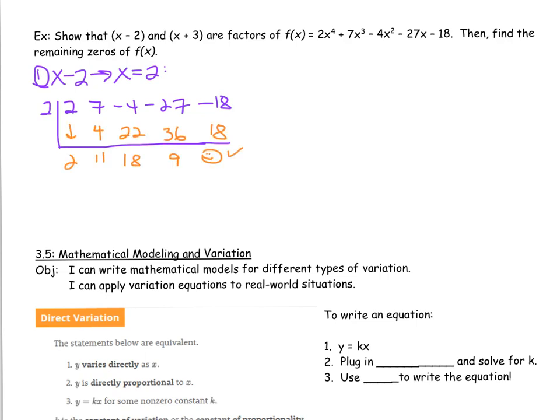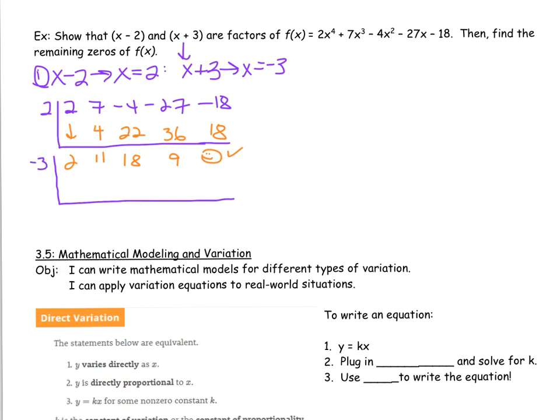How did you do? I ended up with coefficients in the bottom of 2, 11, 18, 9, and 0. The 0 at the end verifies that x minus 2 is in fact a factor. Right here, we're going to go right into the next factor, the x plus 3. If we have x plus 3 as a factor, then we know negative 3 should be plugged in for synthetic division. And guess what? We're going to plug it in right where we left off. So I'm going to create another synthetic division problem and put negative 3 right out in front.